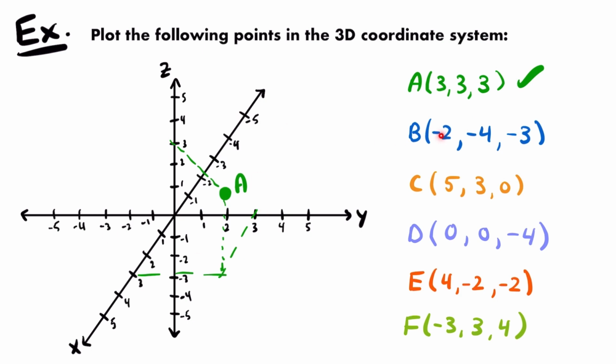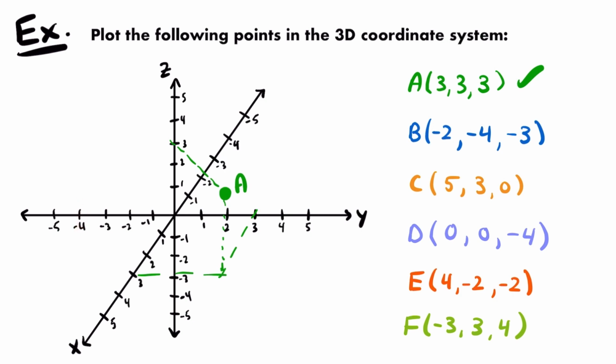X equals -2, that's right here. This is our x-axis, and going behind the yz plane is where the negative x values are. And so this right here is x equals -2, and then y equals -4 will be over here, right? This is our y-axis, and these are the negative y values. So -1, -2, -3, -4. This right here is y equals -4.